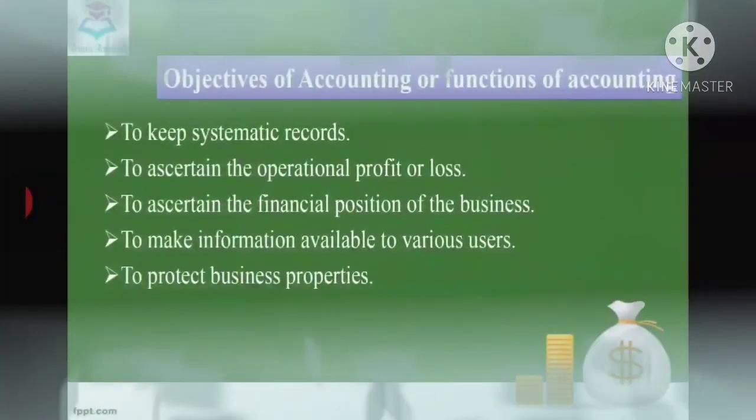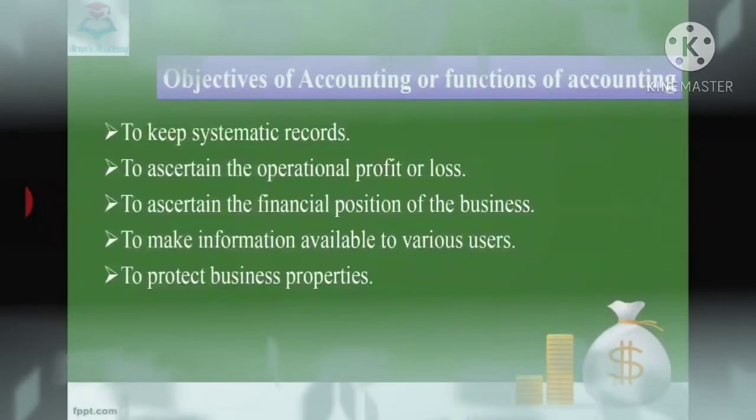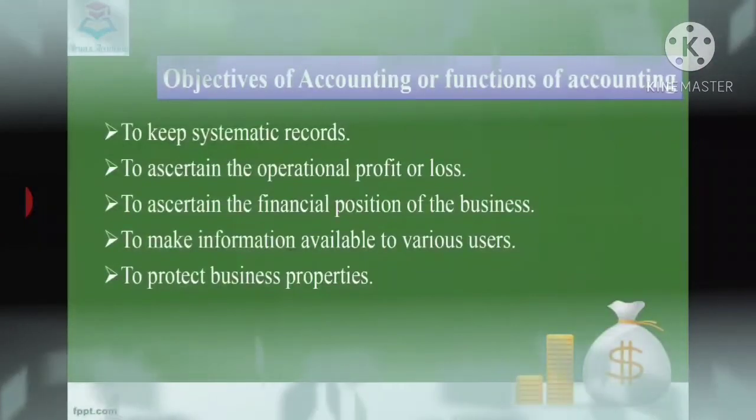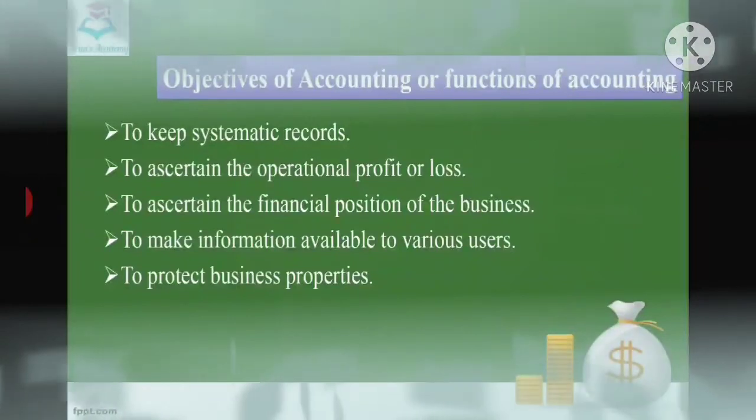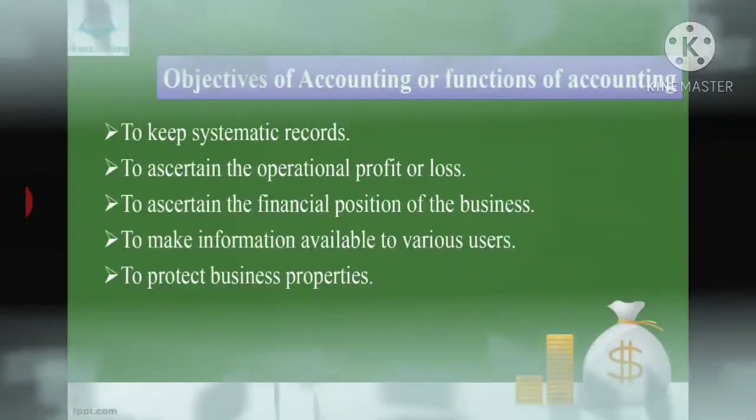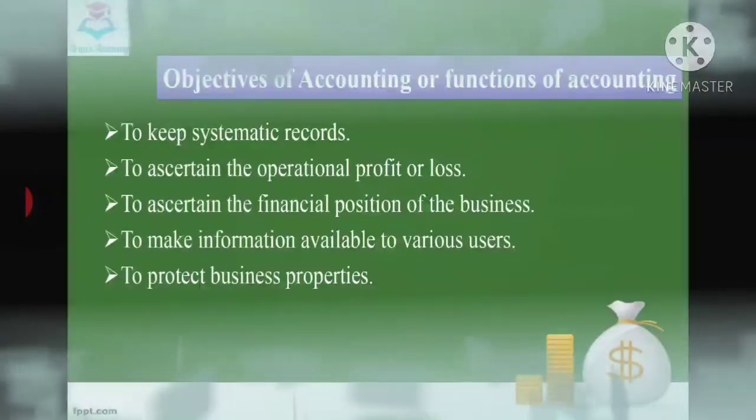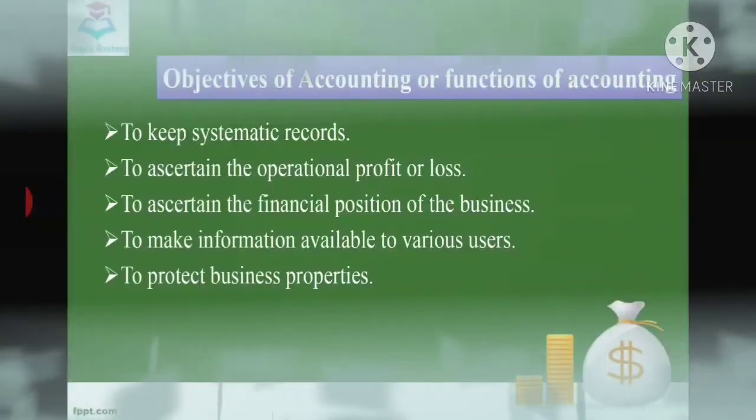So now we are going to discuss objectives of accounting or functions of accounting. Objectives and functions are the same. In this, the first one is to keep systematic records. To keep systematic records is a basic objective of the business concern, to keep their records in a systematic manner. So all the business concerns are keeping their records in a systematic manner.